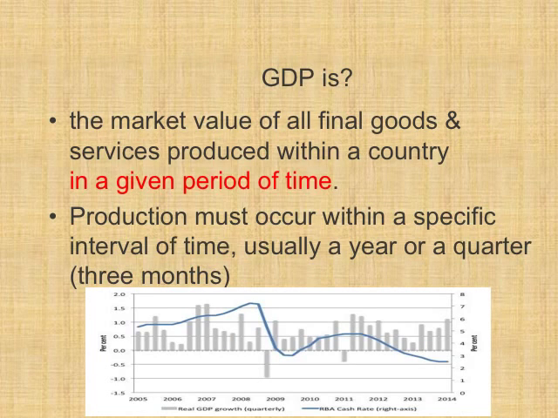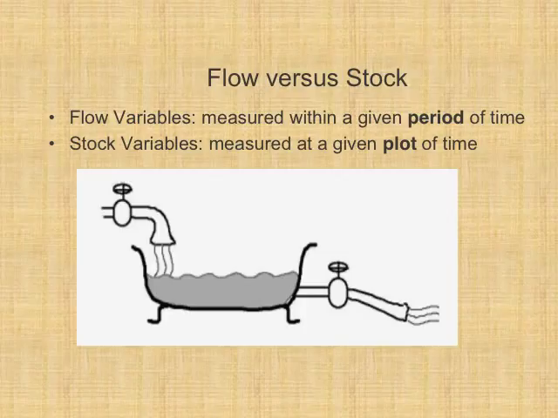GDP measures the value of production that takes place within a specific interval of time. Usually that interval is a year, or quarterly, that is every 3 months. GDP measures the economy's flow of income and expenditure during that interval. To understand the economy's flow of income and expenditure during the interval, we have the stock and flow concept.